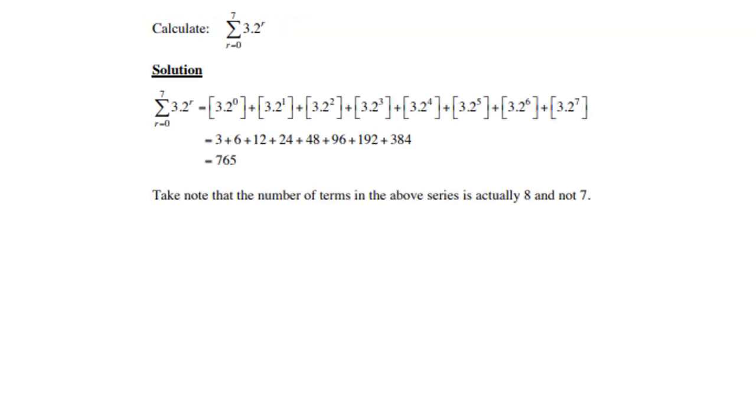Let's look at the next example. Calculate the sum of 3 times 2 to the power r, where r is 0, and the last term is 7. So the first term is 0, and the last term is 7. Now, if you count the terms, 1, 2, 3, 4, 5, 6, 7, 8, you'll notice there are 8 terms, and you expected 7. The reason why it's 8 is because r doesn't start at 1, it starts at 0, and that makes it 8 terms. So please be careful with this, right? So replace r with a 0, a 1, a 2, a 3, up to a 7. Use a calculator, and the answer is 765. Take note that the number of terms in the above series is actually 8 and not 7.